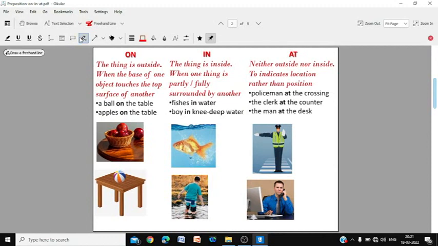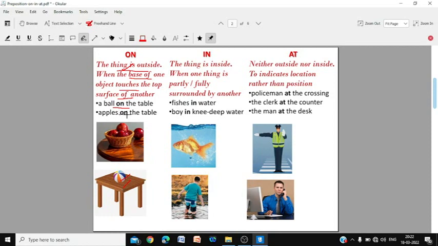On. When do we use the preposition on? The thing is outside, and the base of one object touches the top surface of another object. Two conditions. The thing should be outside, not inside, and the bottom of one should touch the top surface of the second. A ball on the table. See that the bottom of the ball touches the top surface of the table.